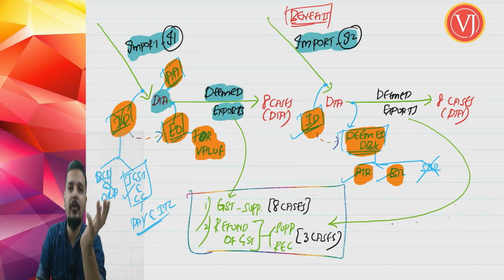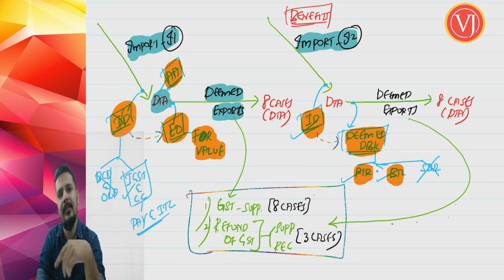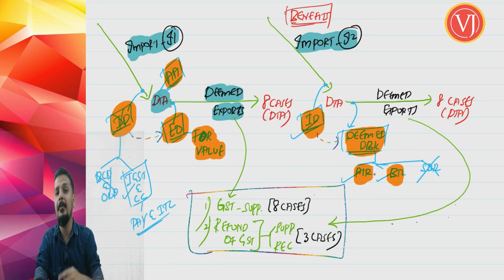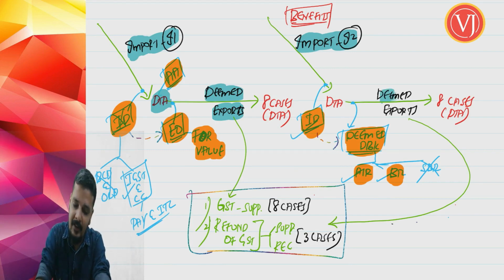First time we are discussing something called deemed duty drawback. We are not talking about actual duty drawback. We are not talking about the section 74, section 75 actual duty drawback. Obviously, reference is there, but you are talking about deemed duty drawback because it is not actual export. It is deemed exports.